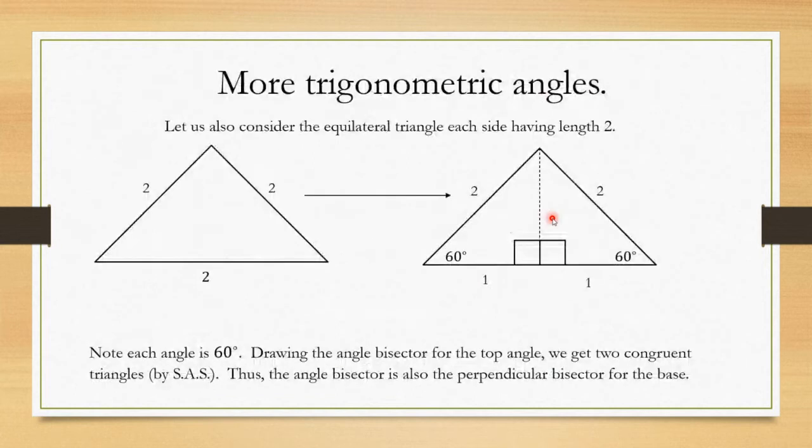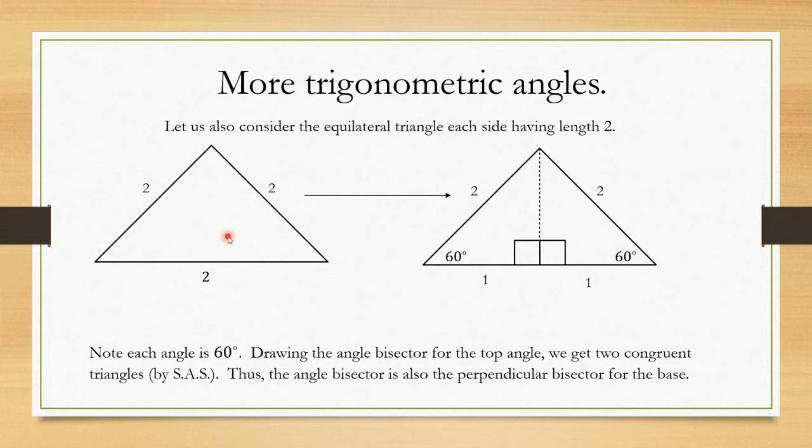All right. So now we can also get the trig functions of other angles as well. For instance, let's suppose we have an equilateral triangle. Each side has length 2, although really it doesn't matter what the side length is, but for convenience we take it to be 2. Remember, in an equilateral triangle, all the sides are equal to each other.